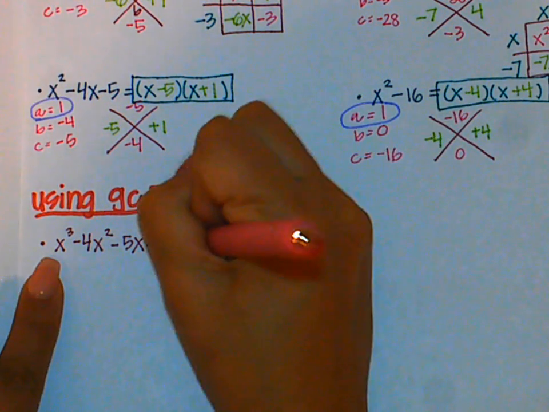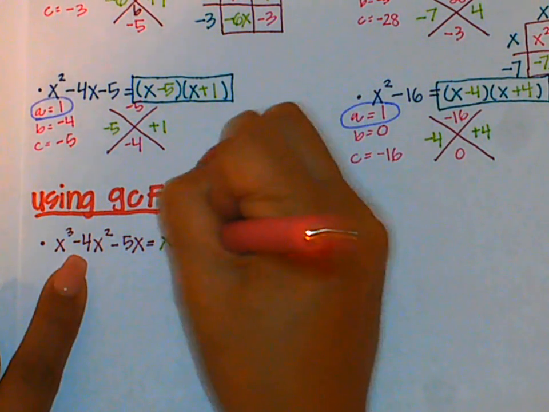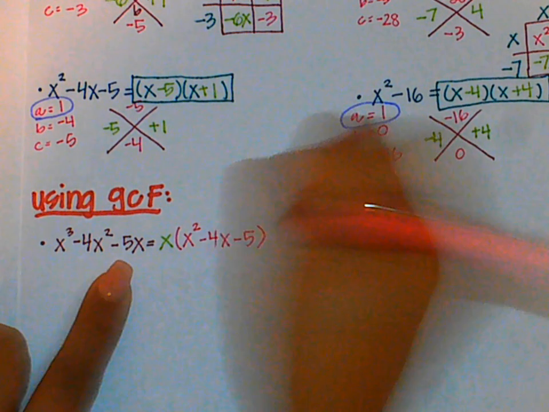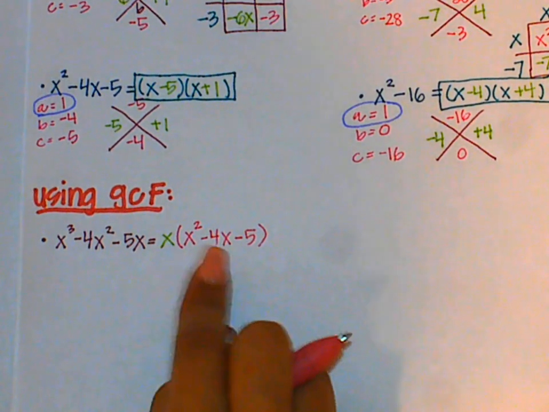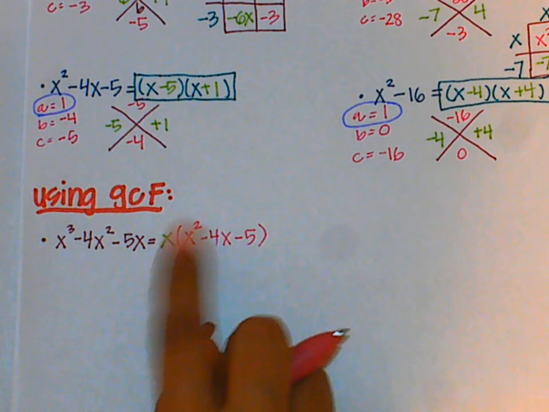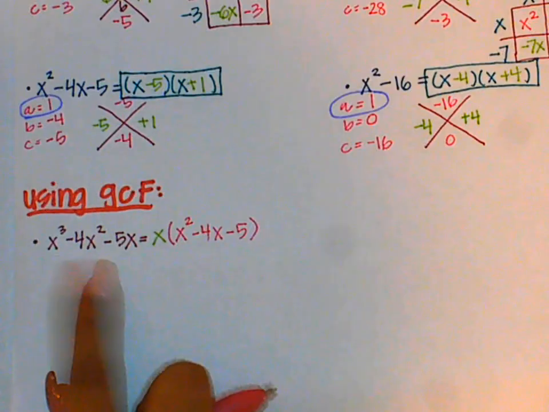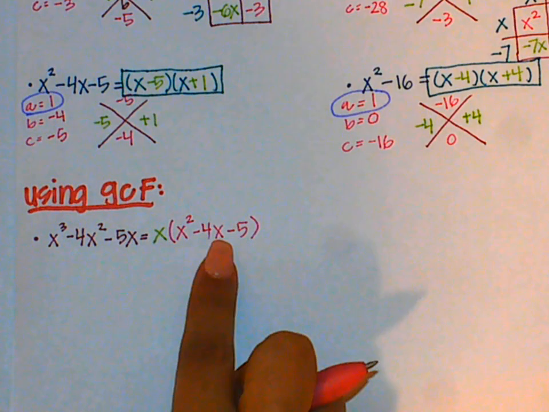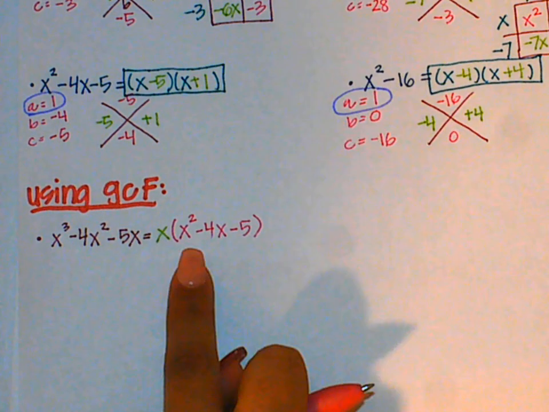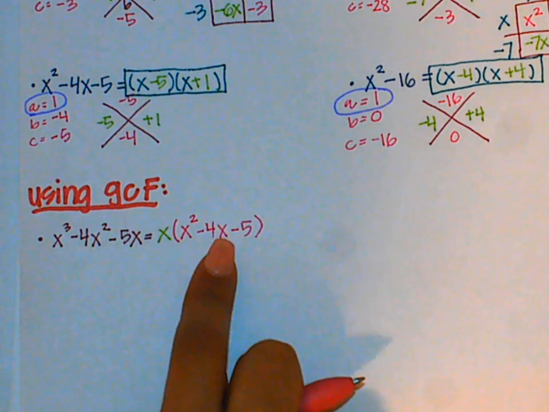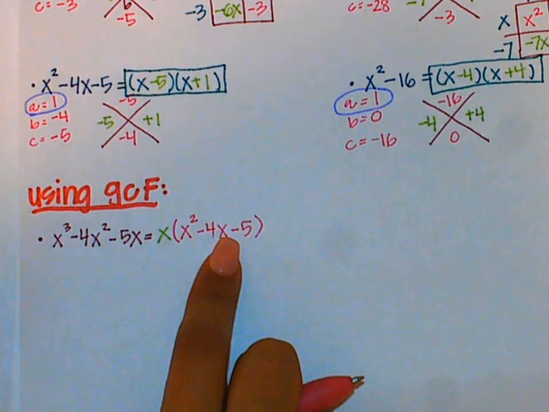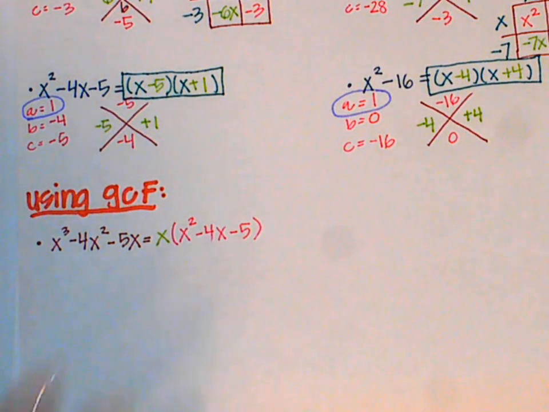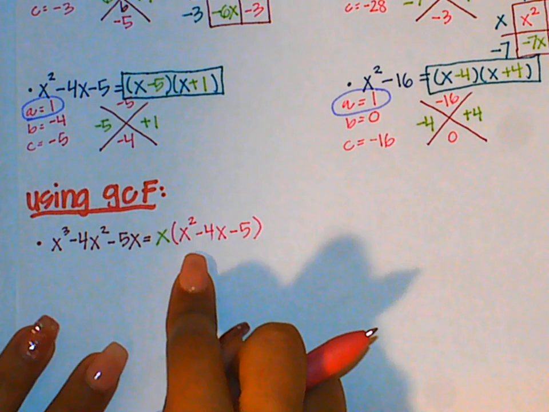When I do that, I get x squared minus 4x minus 5. So it's x times that. If I were to distribute this, I would end up with my original term here. So now I have a green and I have a pink. This is still the same problem, but now looking at just my pink, I can use this to factor and simplify even more.